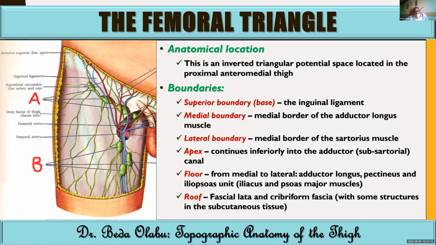If you talk about the structure, therefore it would be the cribriform fascia, and the other region is the fascia lata. Remember, there's some structures which are in the subcutaneous tissue of that region. In particular, we have the superficial inguinal lymph nodes, which are found on the roof of the femoral triangle. Also remember that there's some structures which go through the cribriform fascia. They'll be partly in the roof of the femoral triangle as well.